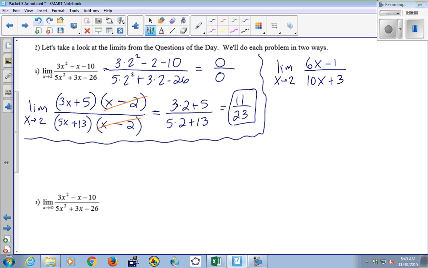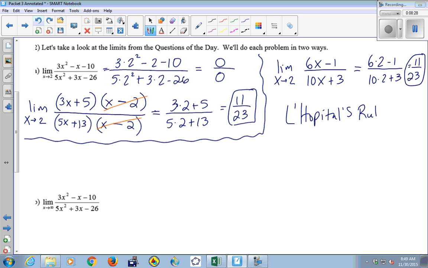And once I've taken the derivative of the numerator and the denominator, now when I plug in 2, I get 6 times 2 minus 1 over 10 times 2 plus 3, which is 11/23. Same thing I got using factor and cancel. So this method is called L'Hopital's rule. If you have an indeterminate form of 0 over 0 or infinity over infinity, you can use L'Hopital's rule and you'll always get the same thing.